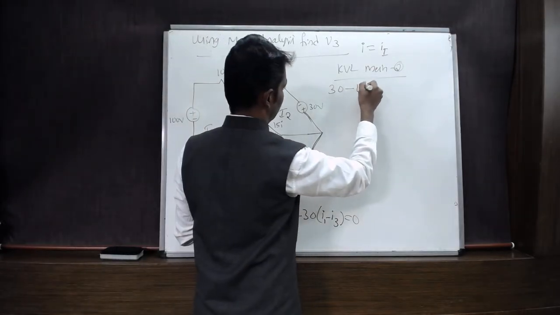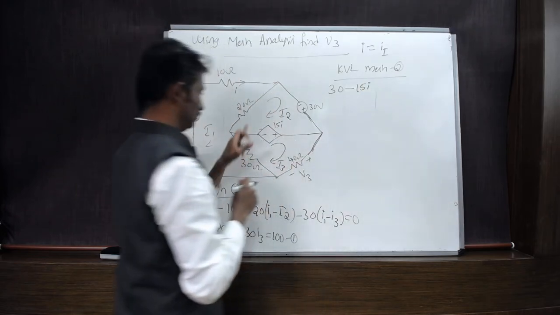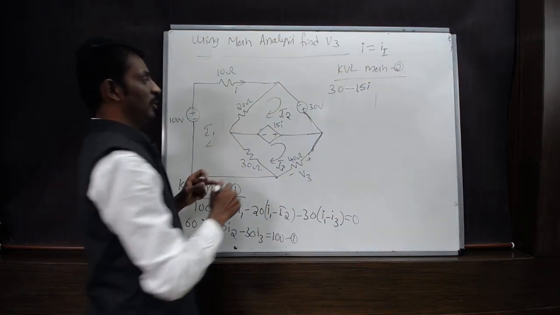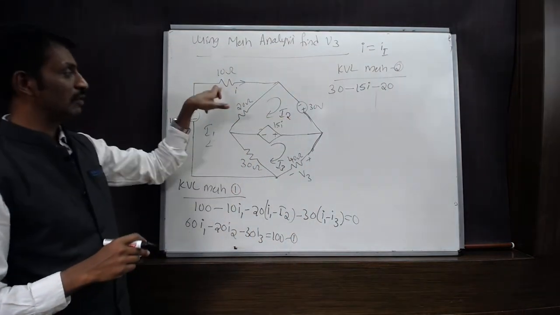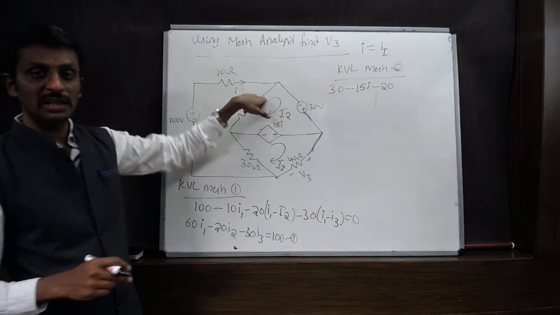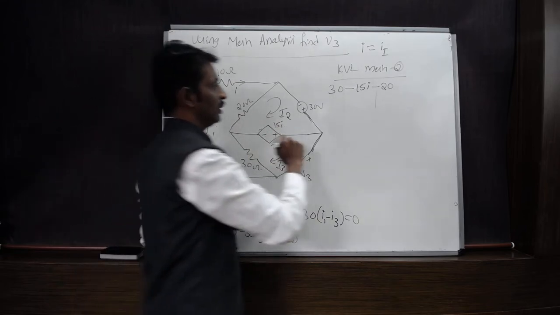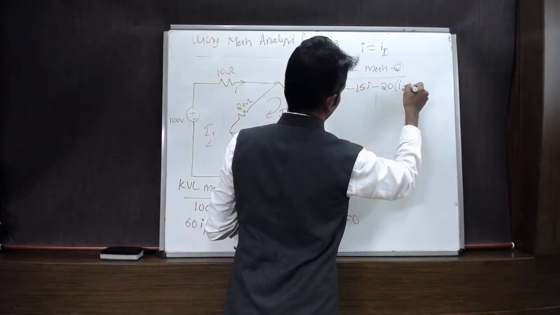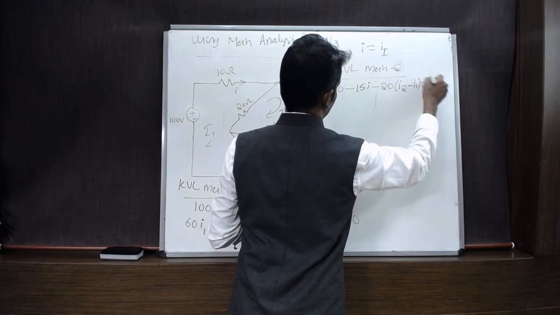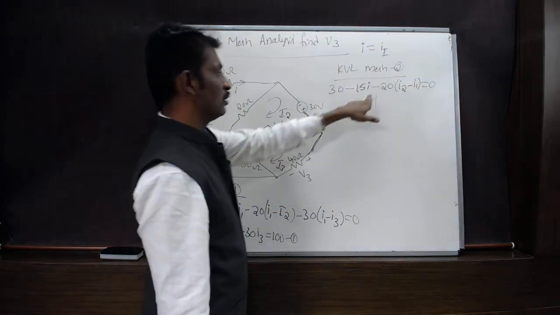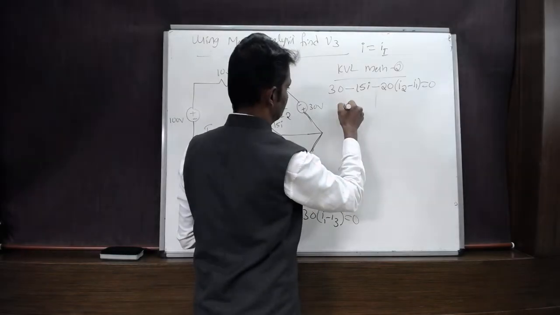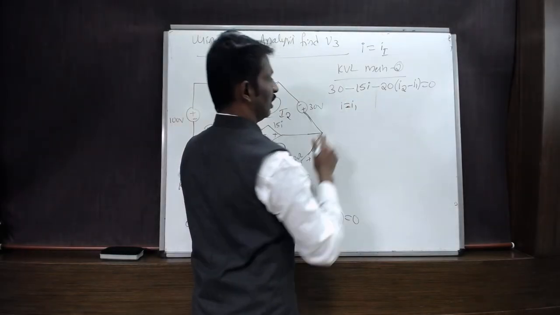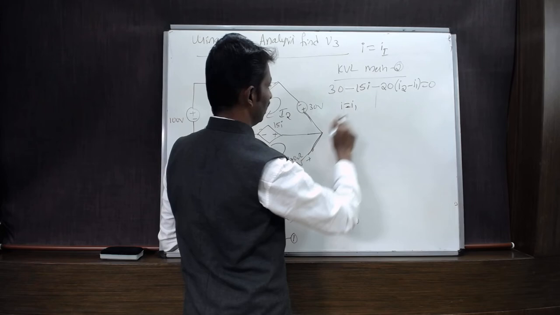So that is minus 15 into I, and the drop across this one will be taken as two currents are flowing. One is I2, the other one is I1. Since we are applying KVL in mesh 2, it will be taken as the current I2 minus I1 is equal to 0. And also we know that this current I is equal to I1.